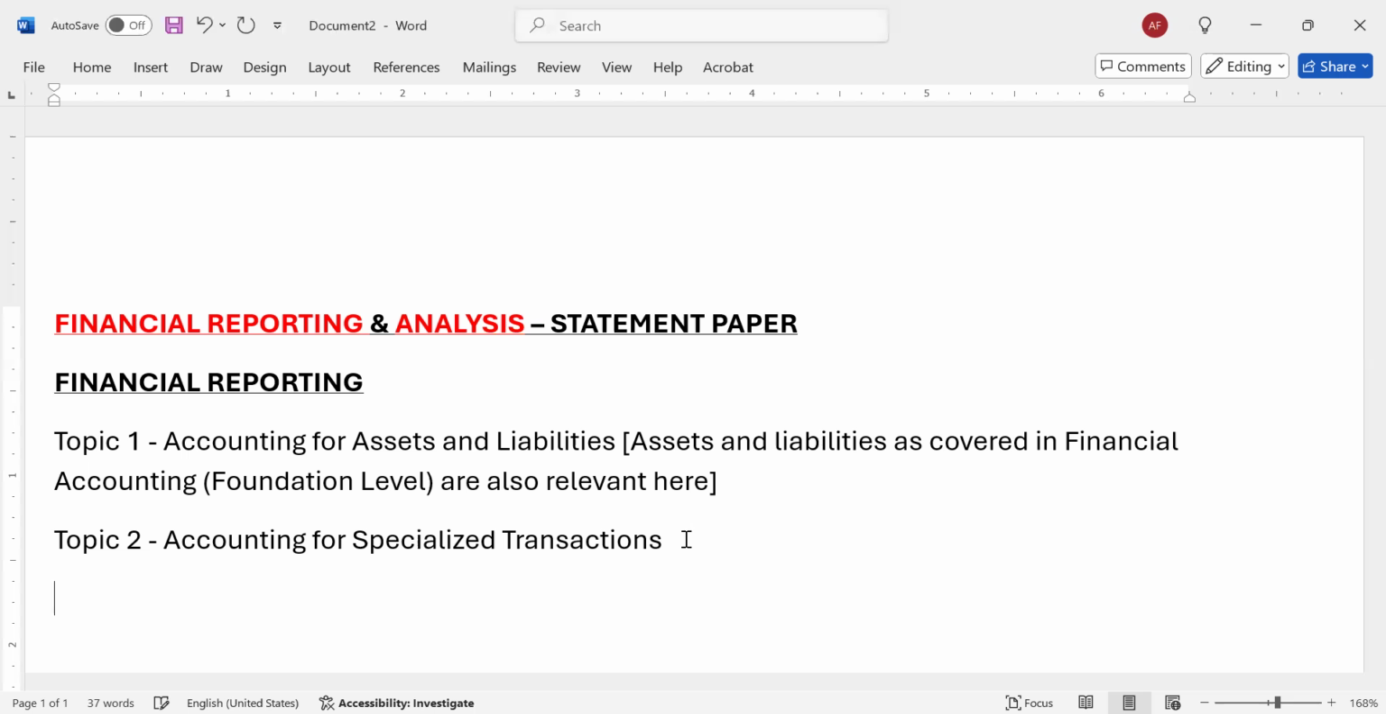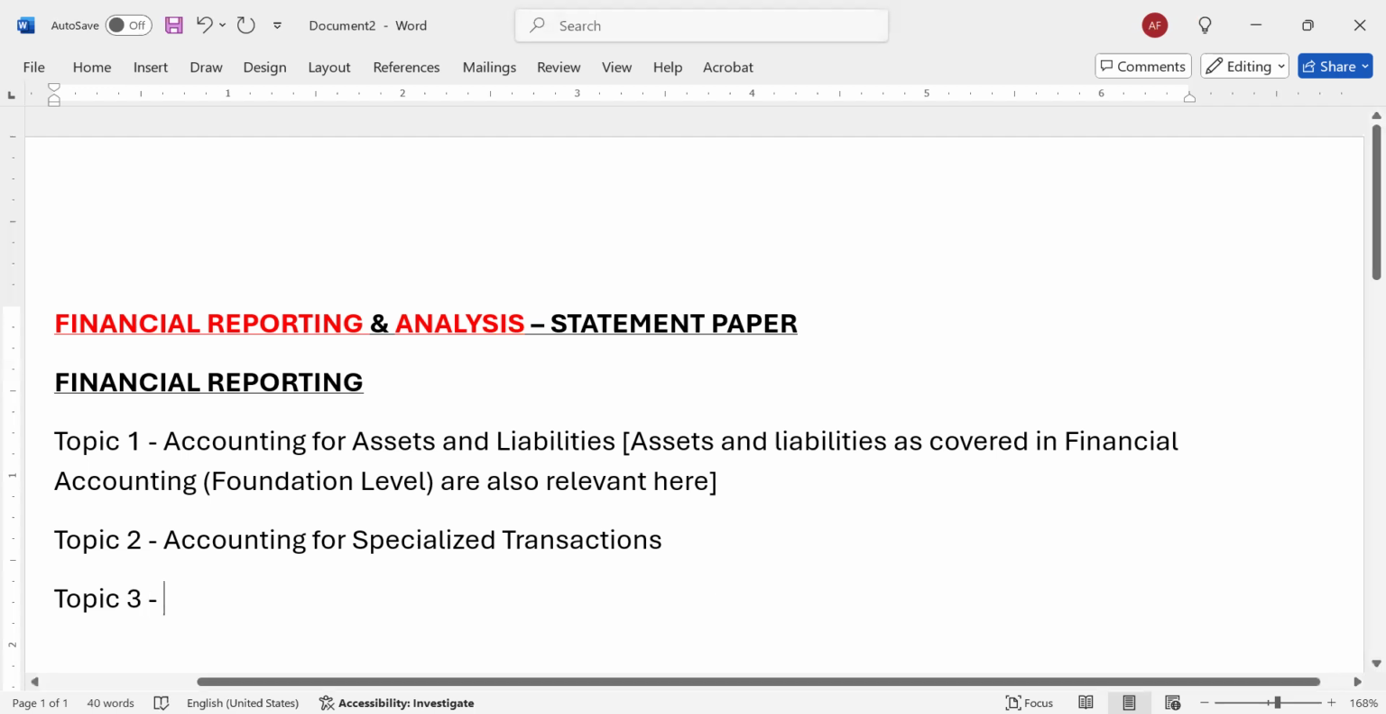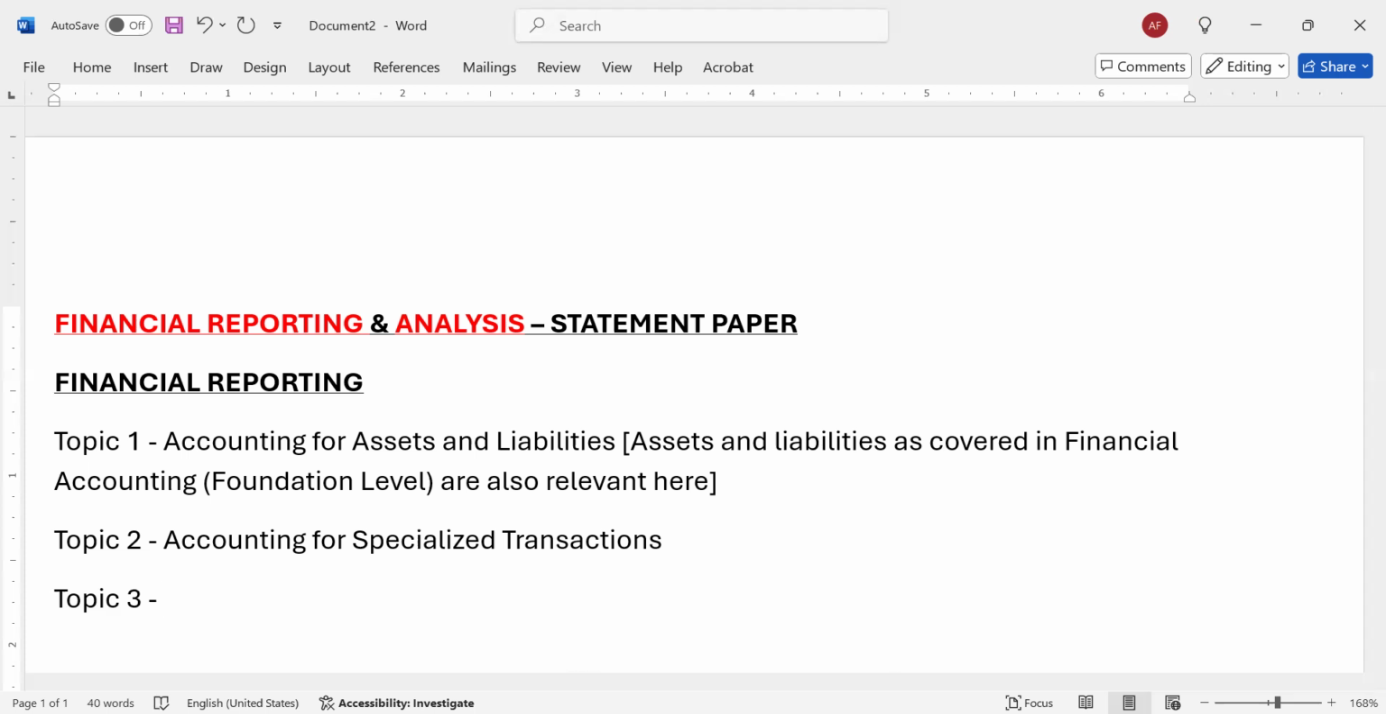Topic number three, remember this is still financial reporting. What we will be expected to cover in topic number three is something that many of us have probably been told are the tough areas. No, nothing in FR is tough if you follow the right procedure that Mwalimu will be sharing with us.